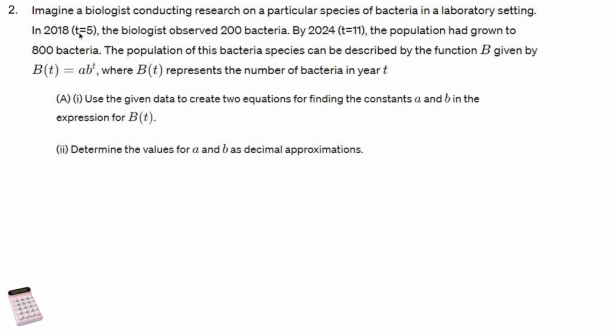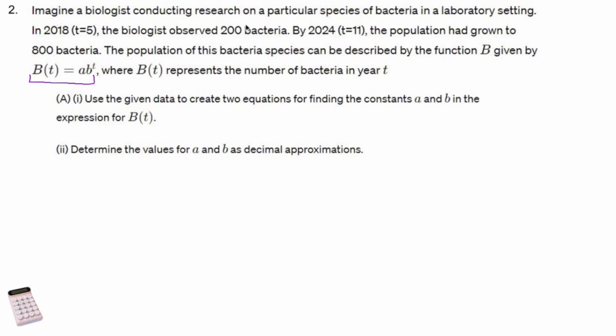In 2018, where T is 5, the biologist observes 200 bacteria. By 2024, this year, where T is 11, the population had grown to 800 bacteria. The population of this bacteria species can be described by the function B given by an exponential function, where B of T represents the number of bacteria in year T.